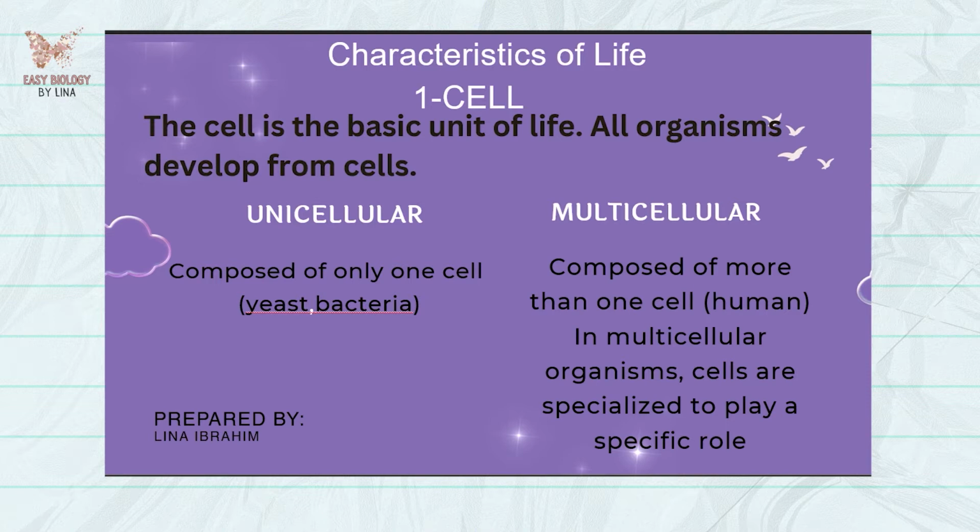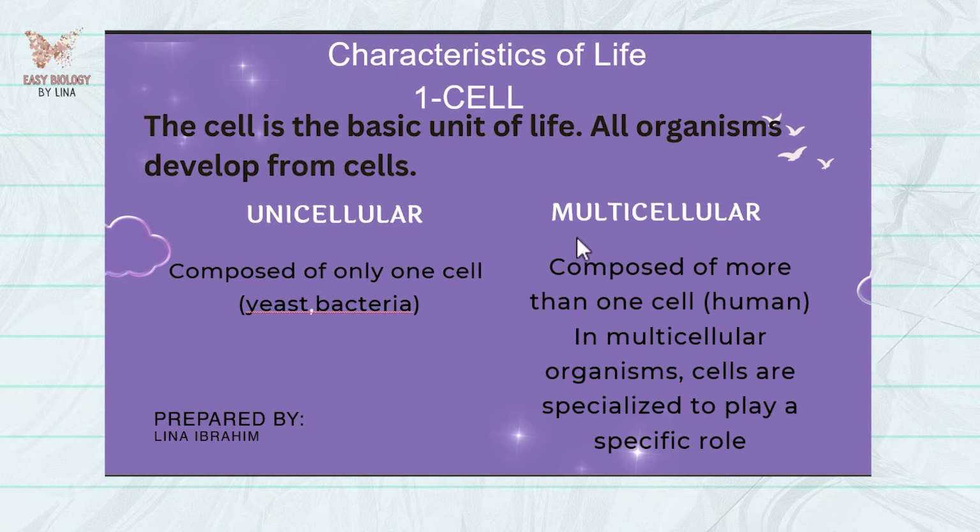We can classify the organisms into 2 major groups. First, we have the unicellular organisms, and the second group of organisms are the multicellular organisms. What do we mean by unicellular organism? Uni means one. So all these organisms that consist of only one cell are named unicellular organisms. Like what? Like yeast and bacteria.